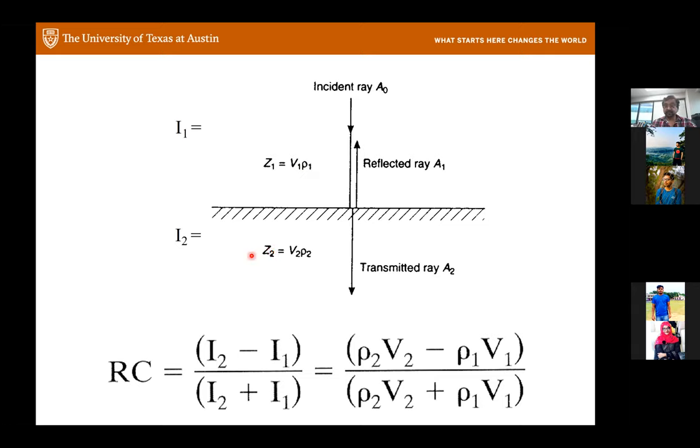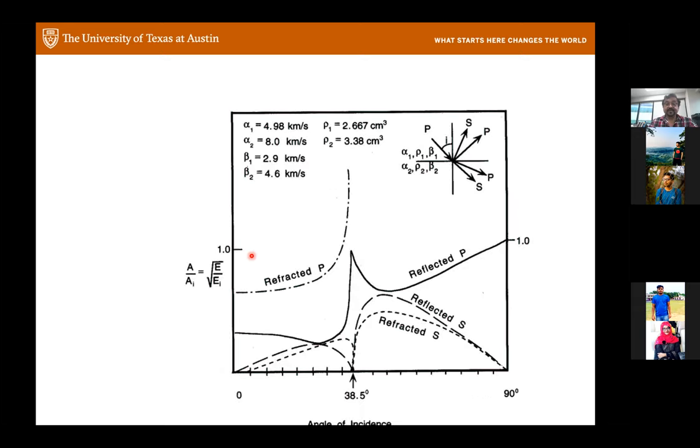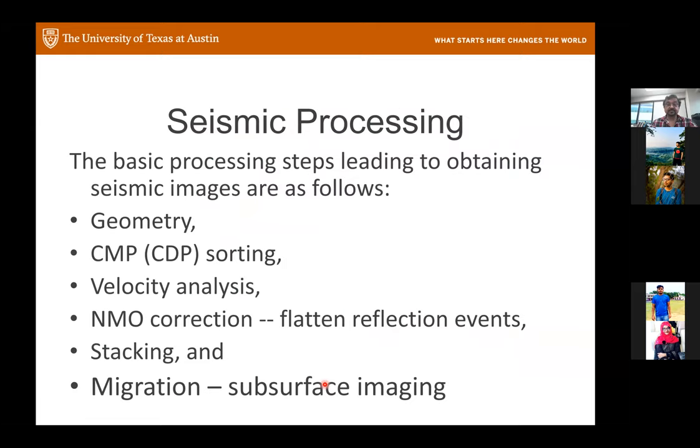So this is a very important parameter. If you look at variation in amplitude with respect to angle, you can see how a reflected P wave amplitude, or the reflection coefficient, changes. It may decrease, then it increases, then it goes to a critical angle, and this is your post-critical or total internal reflection. You can draw several similar diagrams for S waves and refracted or transmitted waves.